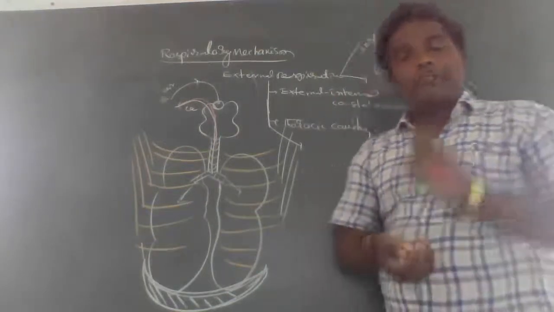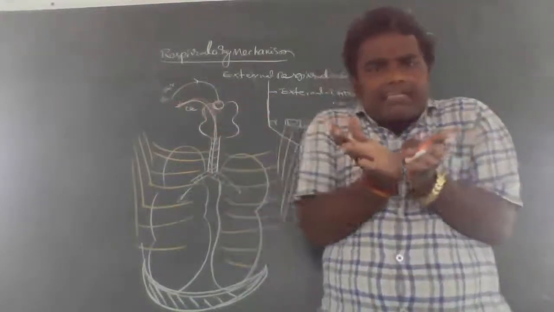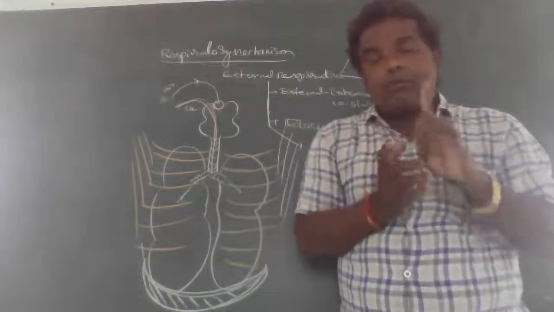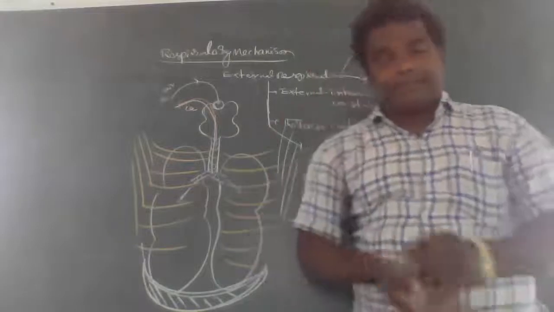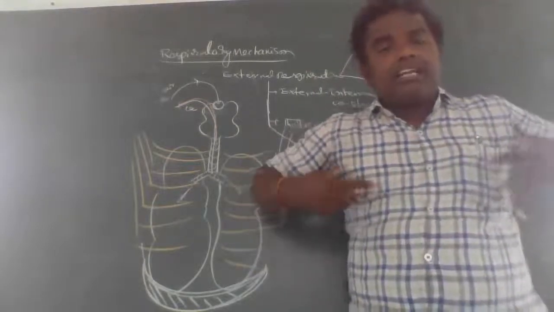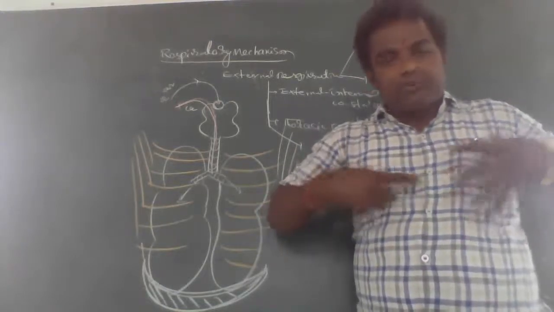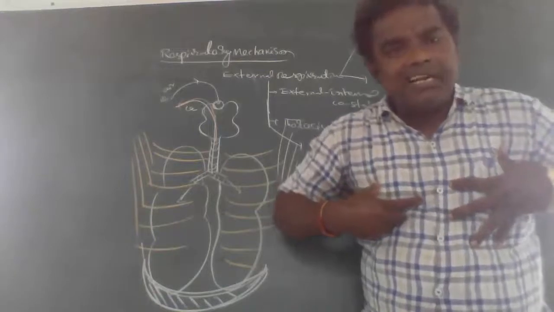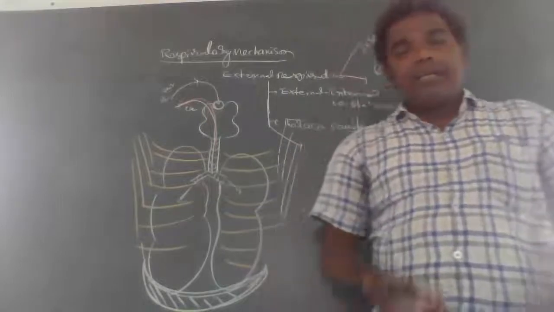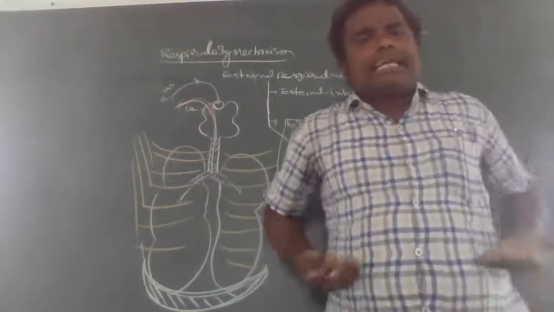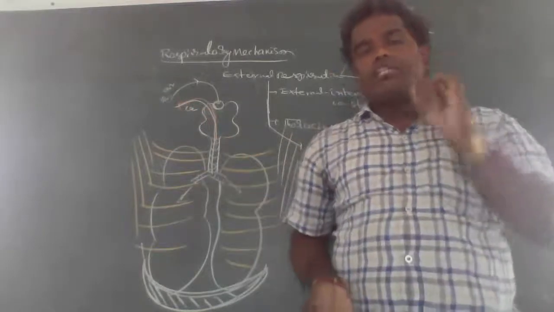First step: the diaphragm is contracted. That is number one condition. Number two, the external intercostal muscles are contracted. The intercostal muscles are the ones holding the ribs, right? And the diaphragm also holds the thoracic cavity, right? First step, thoracic contraction takes place.